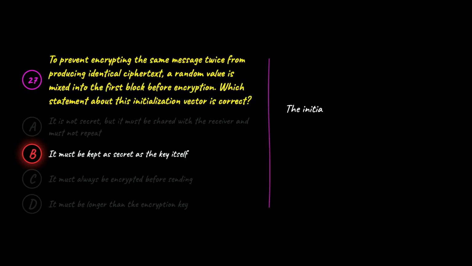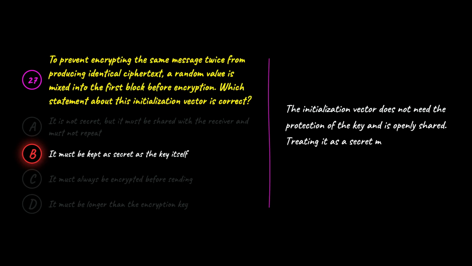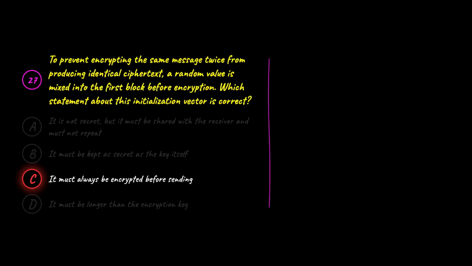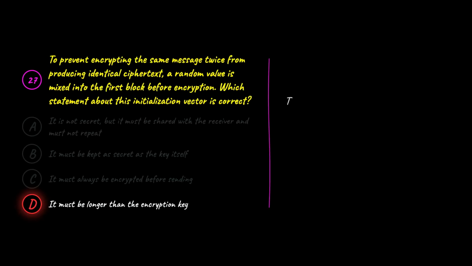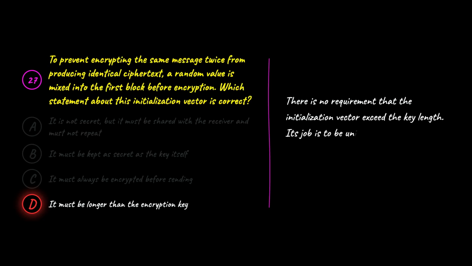B is wrong because the initialization vector does not need the protection of the key and is openly shared. Treating it as a secret misunderstands its role. C is wrong because the initialization vector does not need to be encrypted. It can travel in the clear alongside the message. Encryption of the value is unnecessary. D is wrong because there is no requirement that the initialization vector exceed the key length. Its job is to be unique and unpredictable for each message, not to be longer than the key.